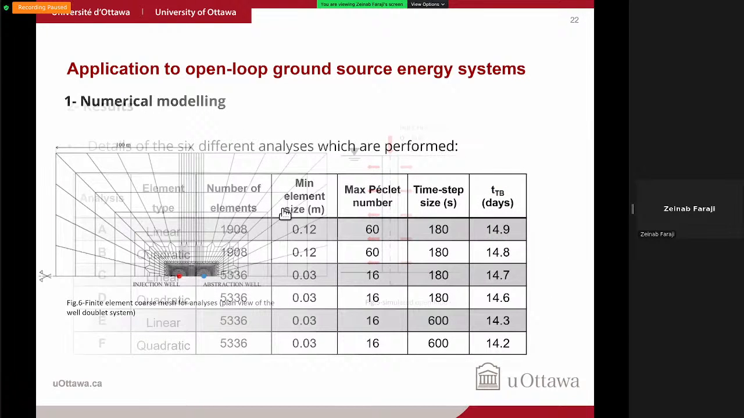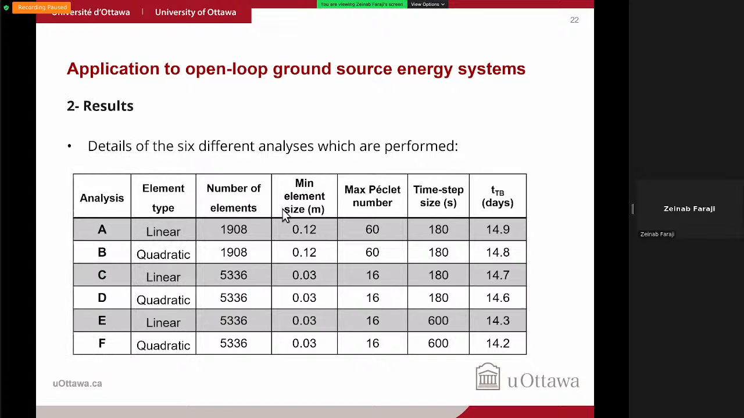So here you can see the details of 6 different analyses in this table. Cases A and B are both coarse mesh, and the rest are fine mesh. Then you can compare the Peclet numbers. The bigger Peclet number, 60, is for the coarse mesh, and 16 is for the fine mesh. Half of the analysis cases were linear, and the rest were quadratic.